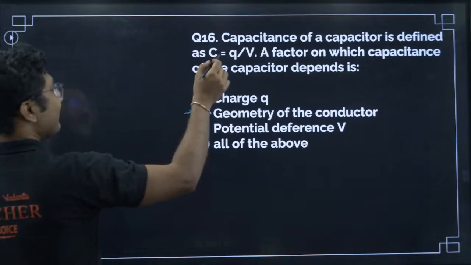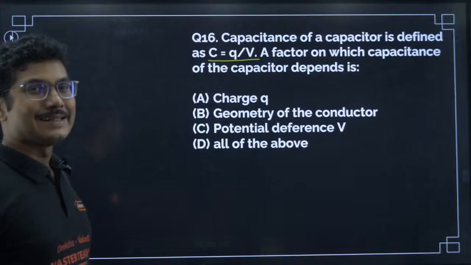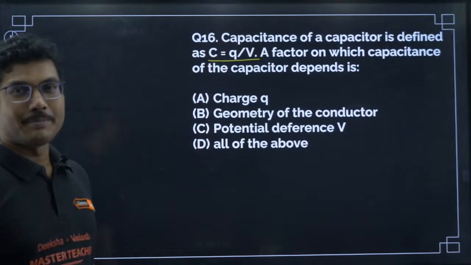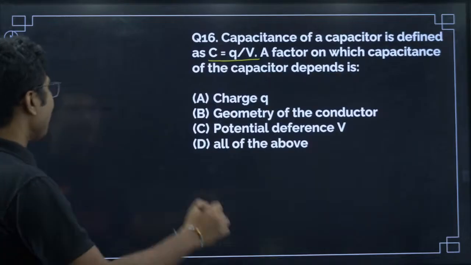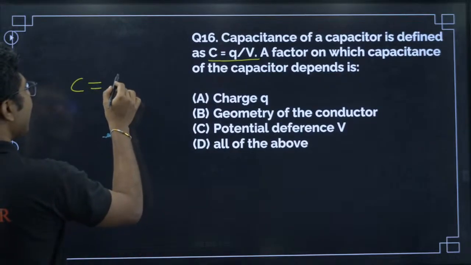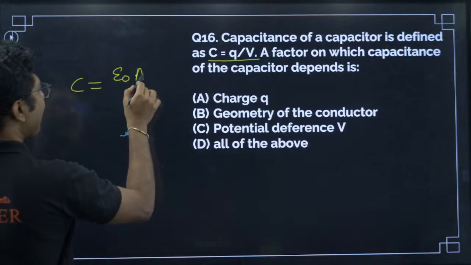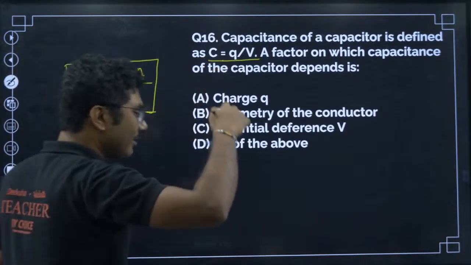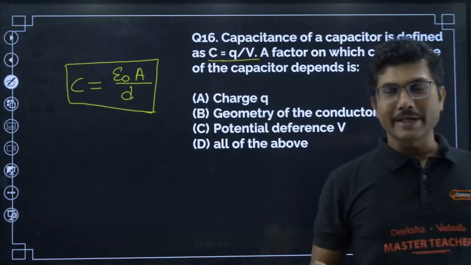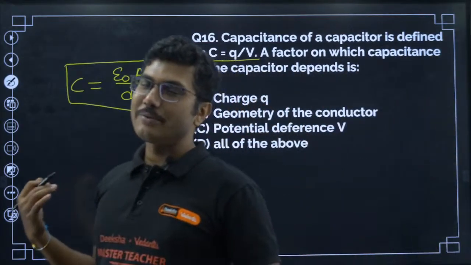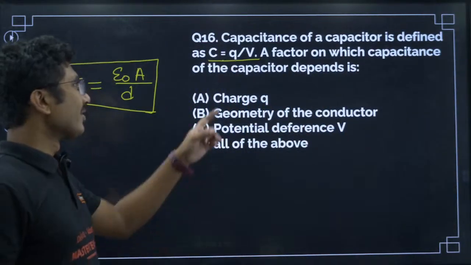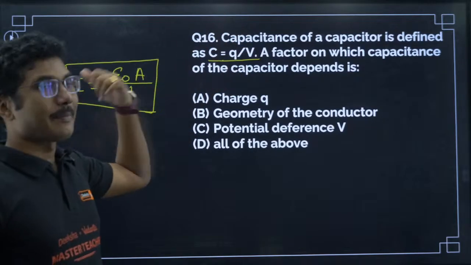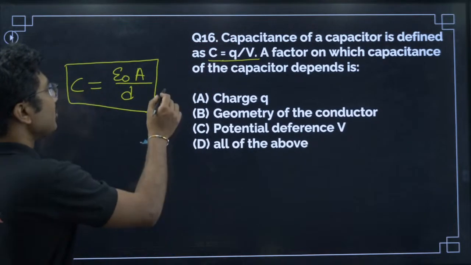So capacitance, even though the formula for capacitance is Q by V, Q and V are not independent, they are related to each other, but capacitance is given by epsilon naught A by D. They just tried to mislead you by giving you a different formula. So this formula is okay, but capacitance depends only on the geometry.